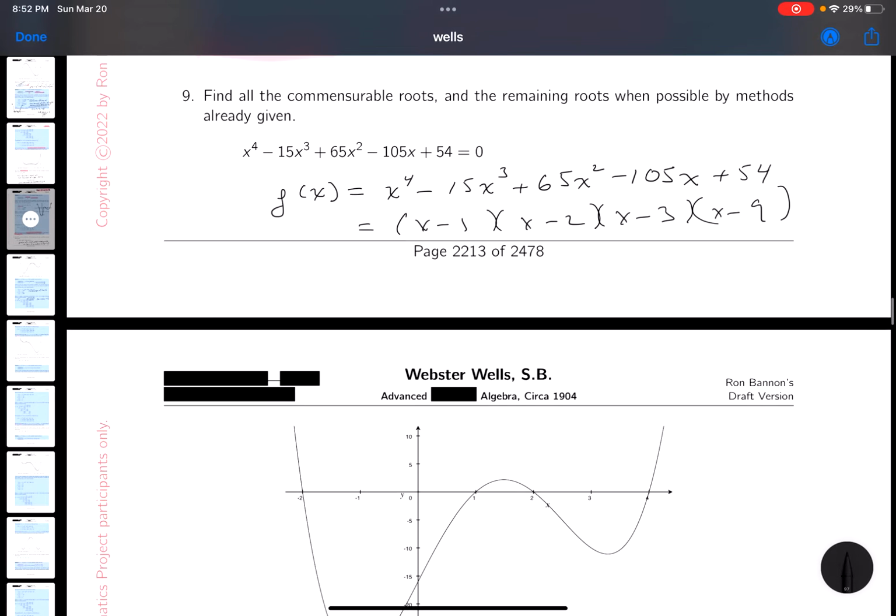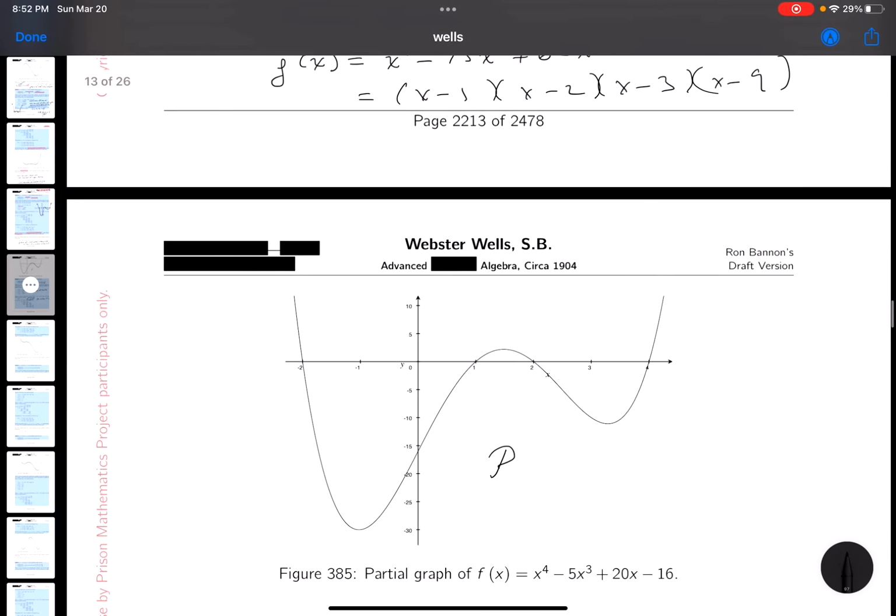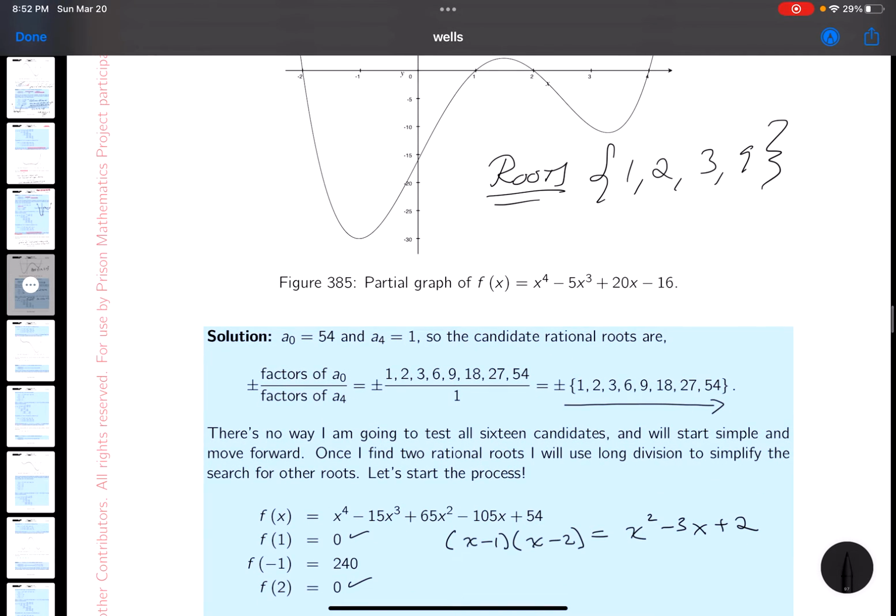All right, so I've got roots now. Let me write them down for you. Roots. Where are the roots going to be? 1, 2, 3, and 9. All right, I want to go to the list. I want to tell you these are in the list. 1's in the list, 2's in the list, 3's in the list, and 9 is in the list.